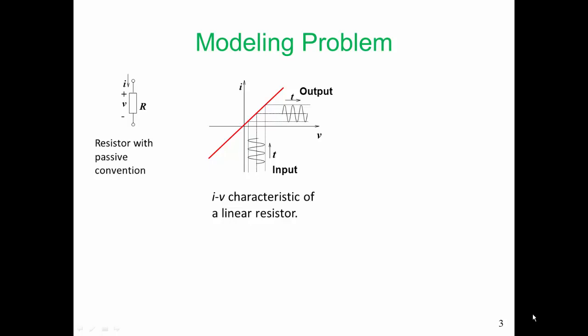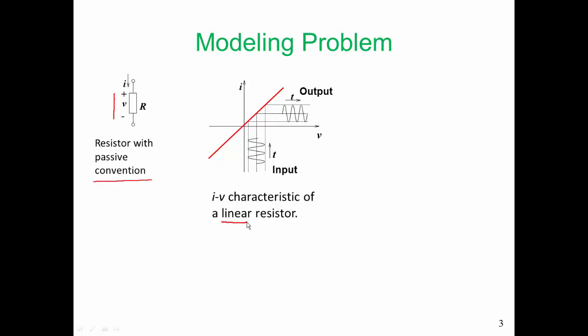So here is our modeling problem. We really have two modeling problems when we're trying to analyze nonlinear RF circuits. We can simplify things by just considering a resistor as shown on the left-hand side. Now this is called a resistor with a passive convention. So we have a voltage across the resistor here, the positive side and the negative side of the voltage, and then the current flowing through it.